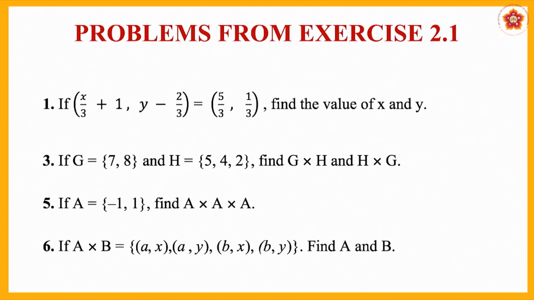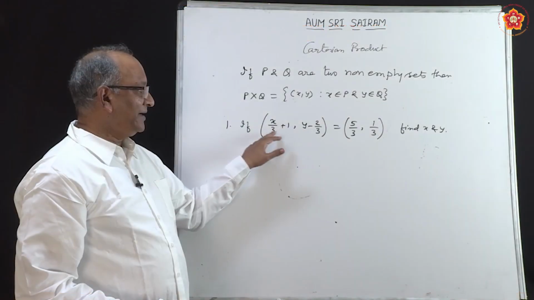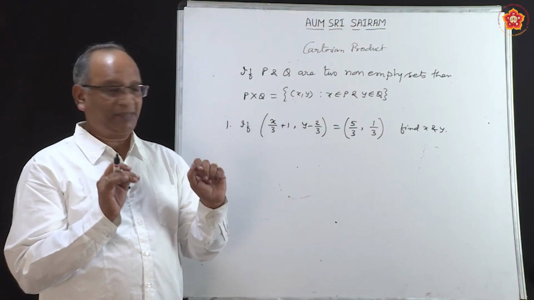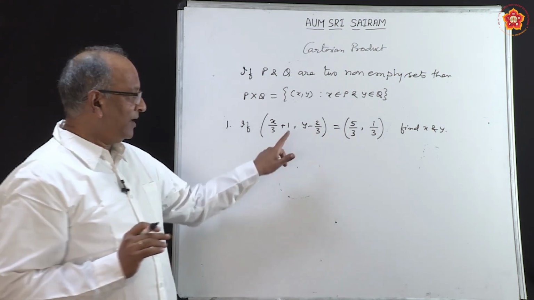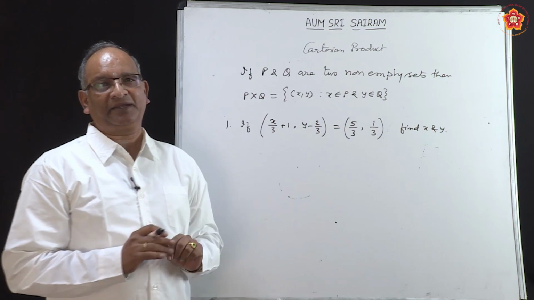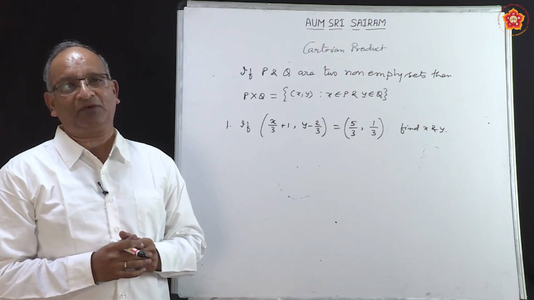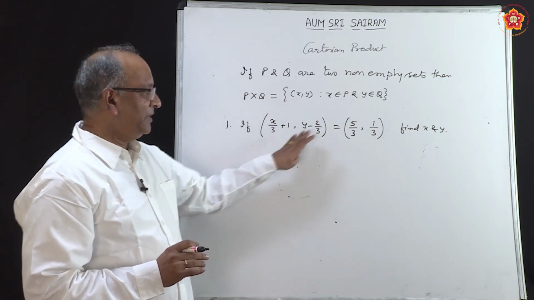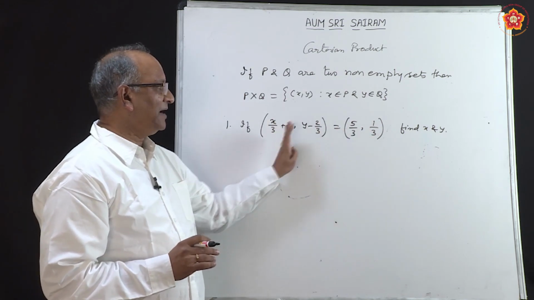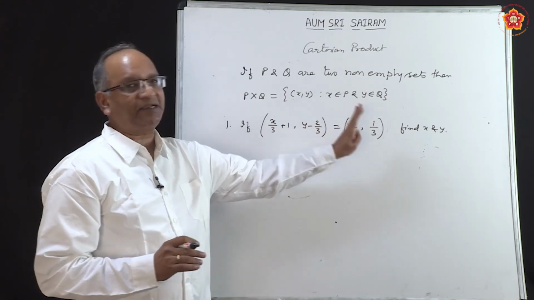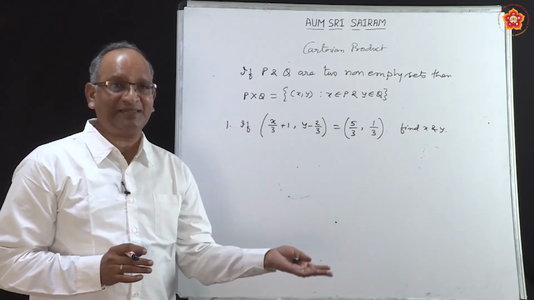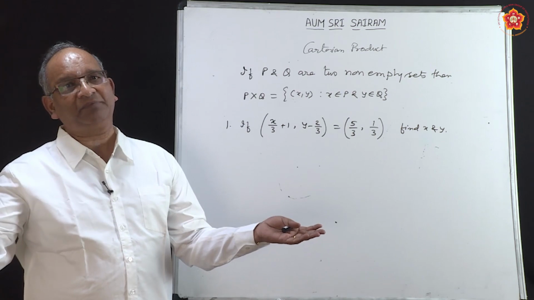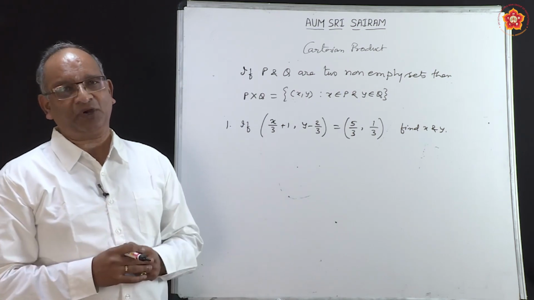This is the first problem, very simple problem. If things are written in between small brackets, it is called an element. One element is equal to another element when the first part is equal to the first part, second part is equal to the second part. Why? Because the first part is taken from the first set, second part is taken from the second set. That is what the Cartesian product says.